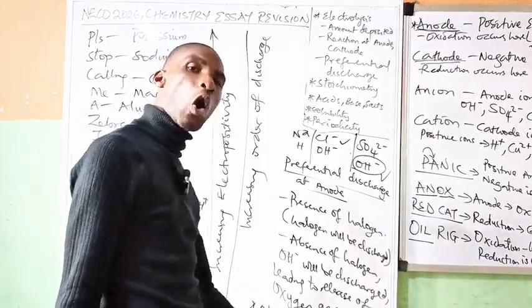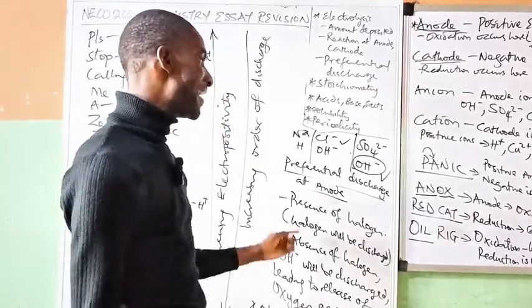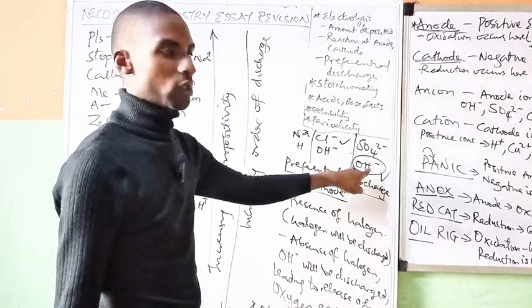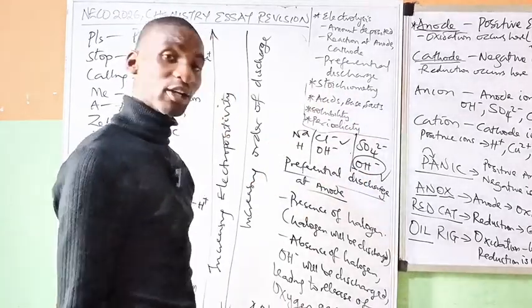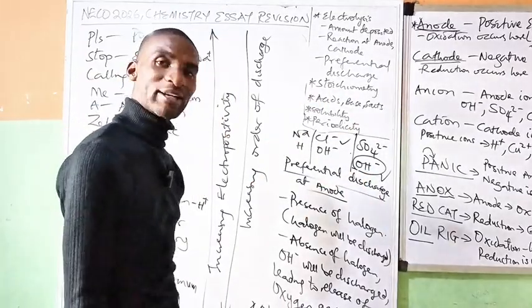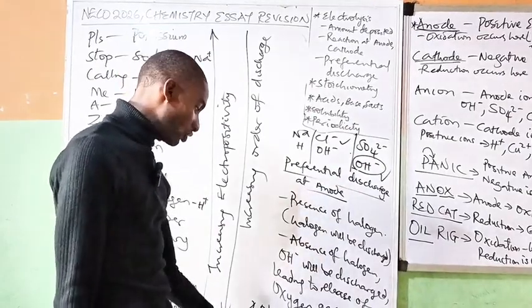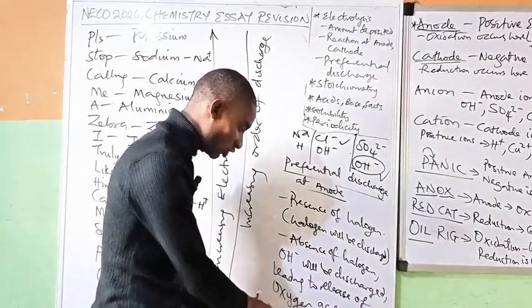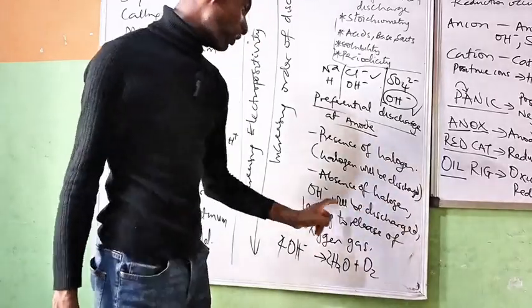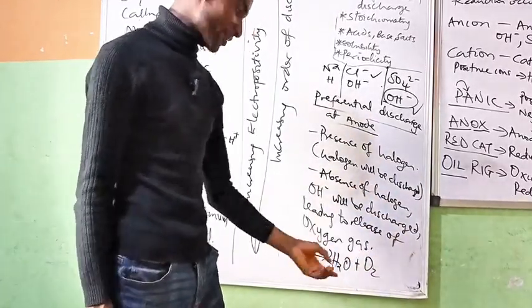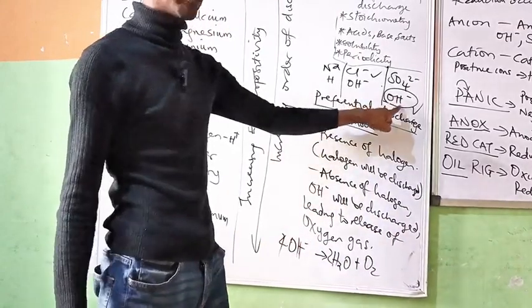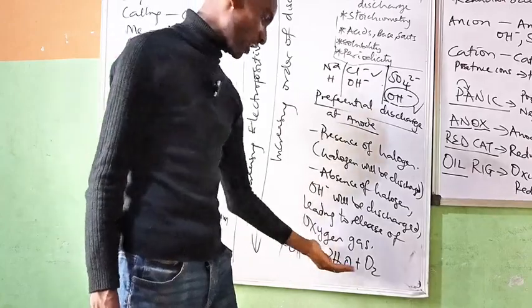So this is what occurs at the anode. This OH minus will migrate to the anode and this reaction will occur. And you remember we said oxidation always occurs at the anode. So OH minus is having an oxidation number of -1. In the absence of halogen, OH minus will be discharged, leading to the release of oxygen gas. So this is the reaction. This OH minus will go to the anode and this reaction will occur.